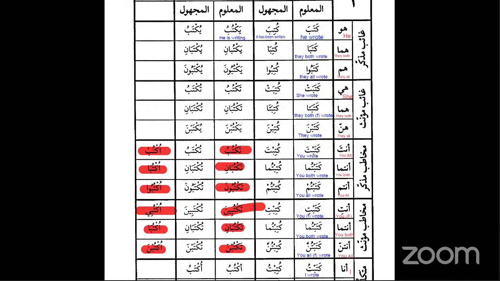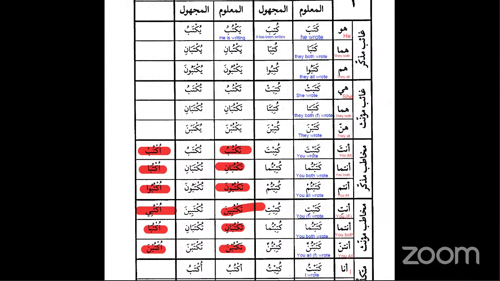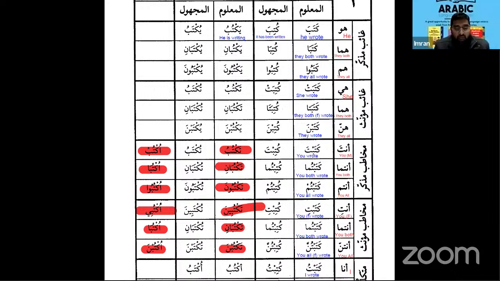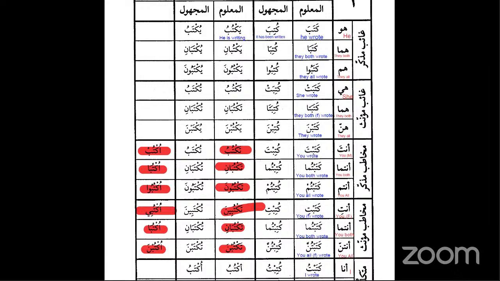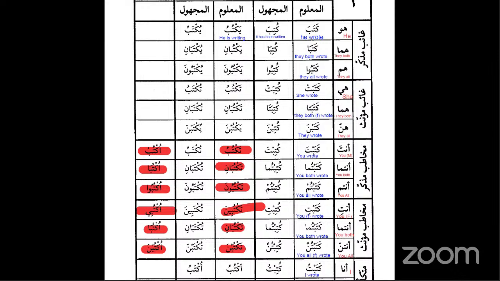Kataba Muhammadun, is that Muhammadan? Yep, Muhammadun risalatan. And then Kutibat Risalatun. Correct. Okay, I see. Is that clear now? Yes. So the passive took the feminine because risalat is feminine. Exactly. But then it took risalatun because Muhammad has been dropped. Okay.